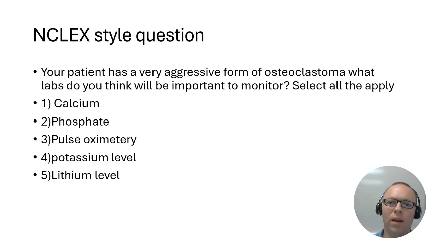Alright, so here are some NCLEX style questions. Your patient has a very aggressive form of osteoclastoma. What labs do you think will be important to monitor? Select all that apply. So are we going to monitor the calcium, the phosphate, the pulse ox, the potassium, or the lithium level? All right, so once again, osteoclastoma, what lab should we monitor? Give yourself a second to think about it, and then I'll give you the answer.